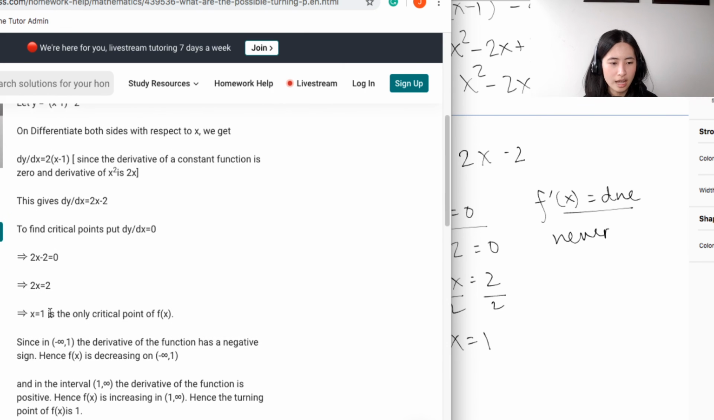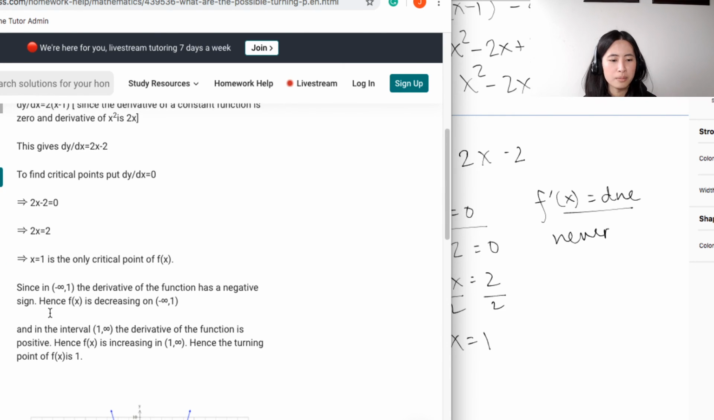Okay, that's what they did. x equal to 1 is a critical point. You have your increasing and decreasing.